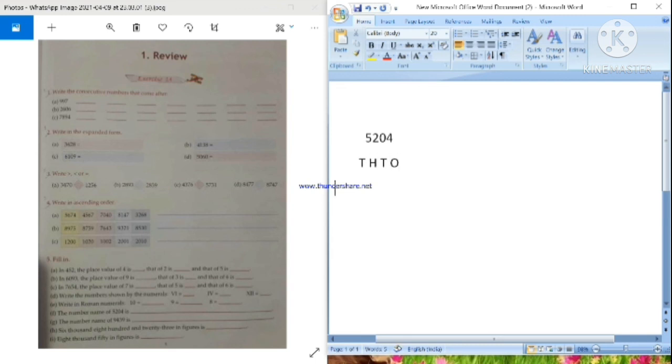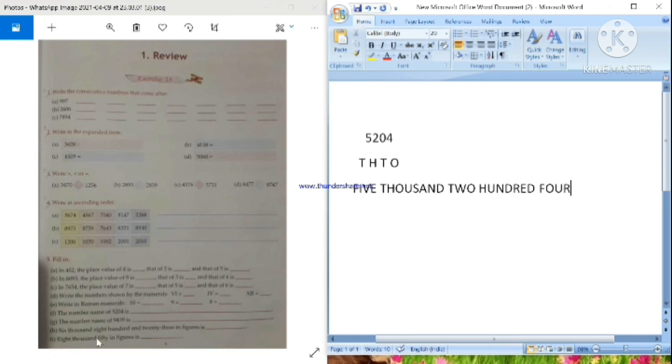When we have to write the number name, we write 5000, because 5 is at the thousands place, then 2 is at the hundreds place, so we write 200, and 0 is there, and after that 4, so we will write 4. So this is the number name for the given number. Now in the same way, 9439 we can write also in the same manner.